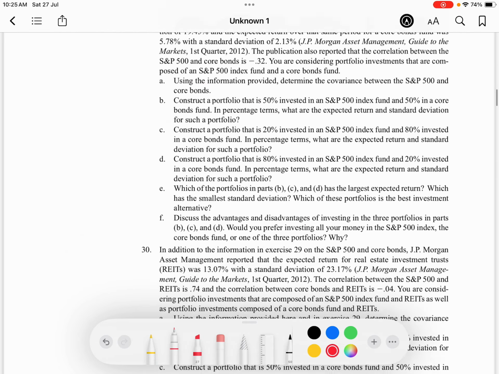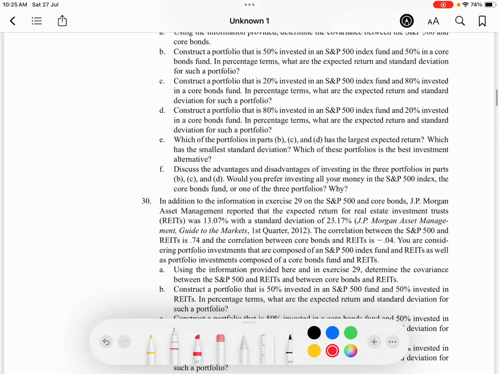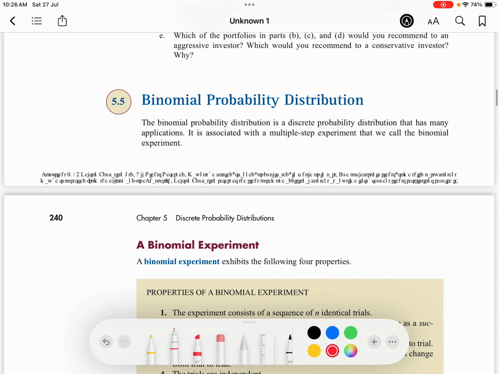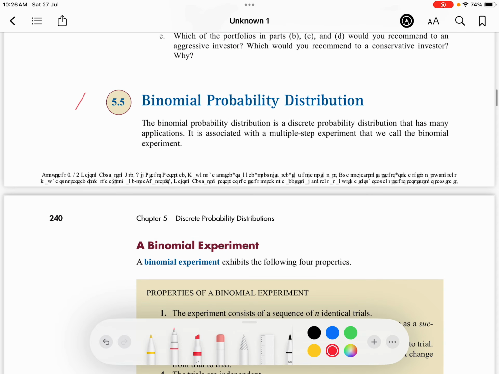Here I will see the most important, very important section, and also the other section is very important.